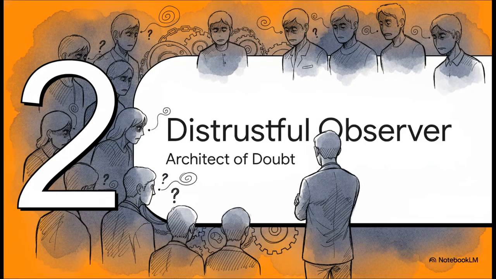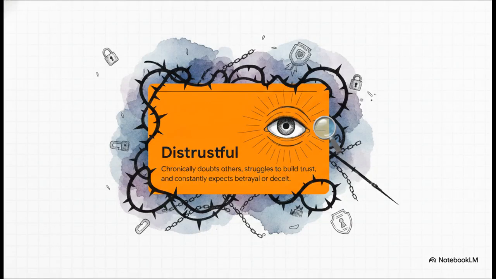All right, moving on to number 2. The distrustful observer, the architect of doubt. Now, this trait carries a really heavy burden. This is an individual who chronically doubts everyone around them. They just do not let people in easily. They're highly selective, they rarely show their true cards, and they are constantly, almost exhaustingly, demanding proof of loyalty. In their mind, betrayal is always just around the corner, waiting for them.